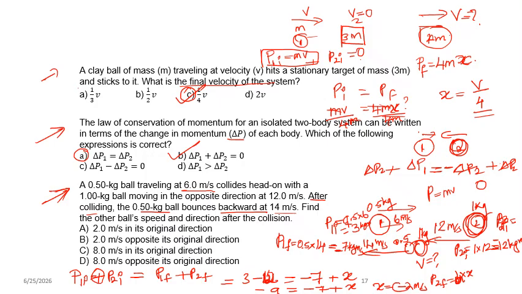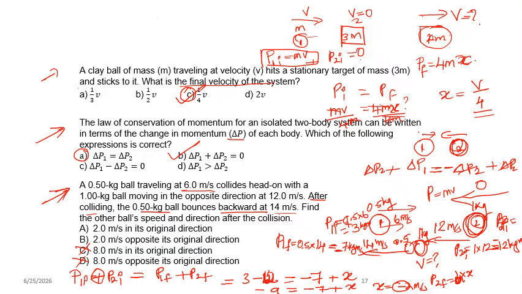So what does this negative indicate? It indicates the opposite direction, the negative direction. Okay, the original direction of which one? The original direction of the heavy ball. Now let us look: we have 2 and 2, so 8 and 8 is wrong. So it is 2 meter per second in the original direction. Okay, so 2 meter per second in the original direction.